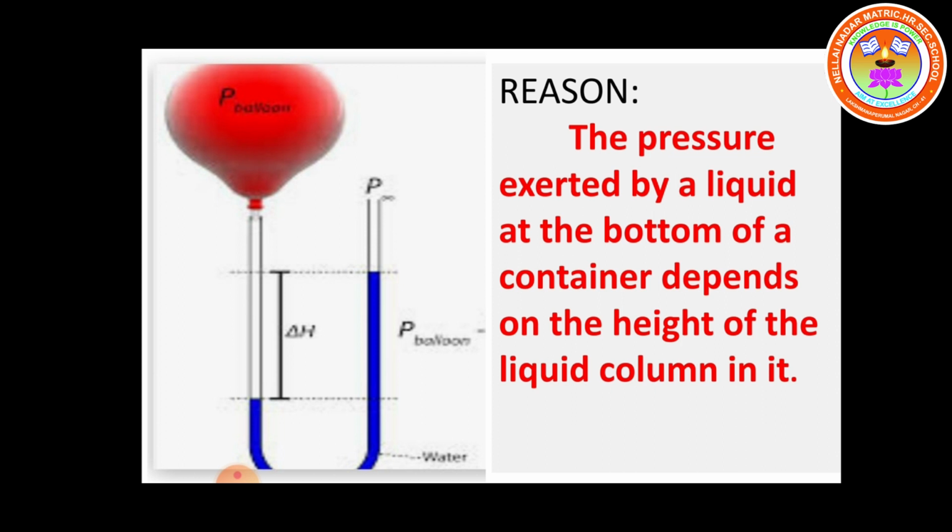So what happens? The balloon starts bulging outwards, and the bulge increases with an increase in the height of the water column. The pressure exerted by the liquid at the bottom of the container depends on the height of the liquid column in it. So what is the reason? The balloon bulges outwards because of the pressure exerted by the liquid at the bottom of the container. As the height of the liquid column increases, the bulge of the balloon also increases. This is the pressure exerted by the liquid.